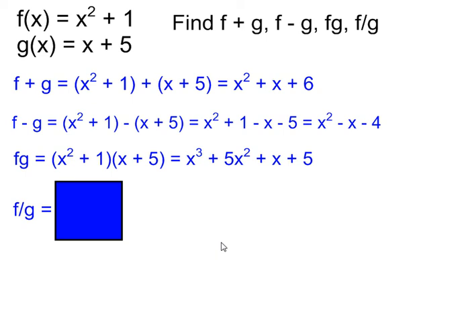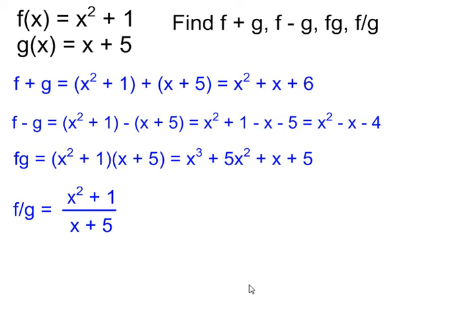The last one is probably the easiest because a lot of times there is no simplification that you can do. Just like this, x squared plus 1 divided by x plus 5. There is no simplification I can do. Do not think that you can take an x out and cancel out. Because of the addition, this is not possible.